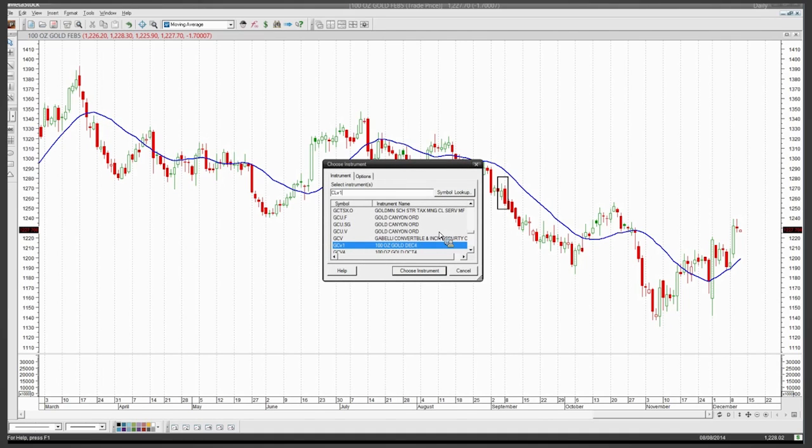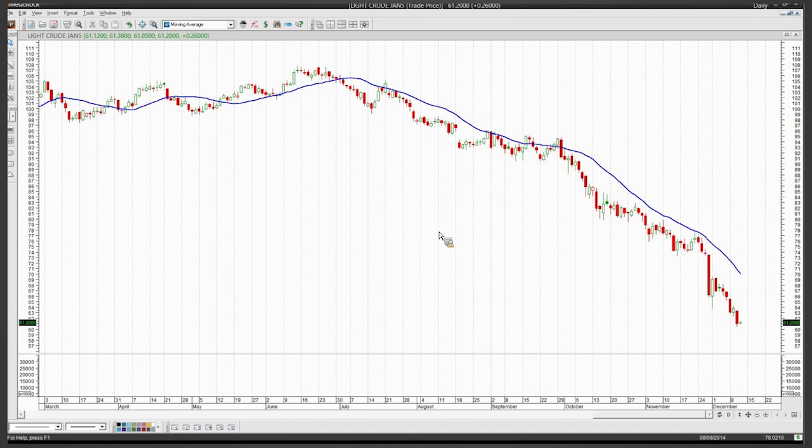Let's look at a chart of crude oil. We all know just how badly it's been getting beat up lately, okay? Let's look at how we would have done on crude oil here. So let's have a look here. Where's our first entry on crude? Let's see, well, there's one right here.